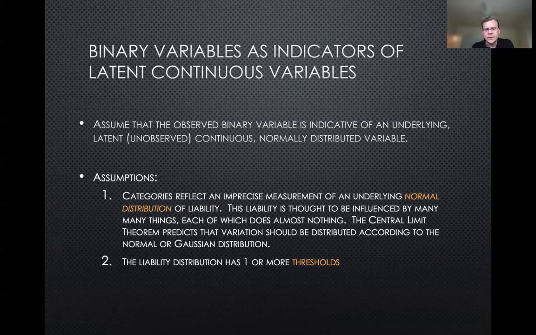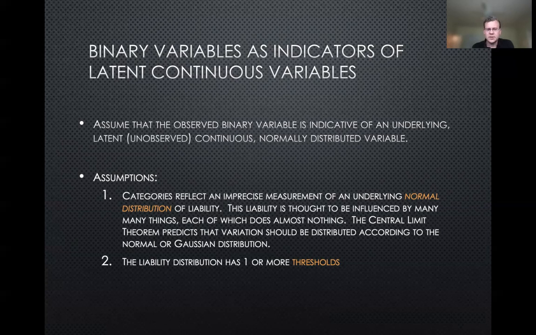Okay, so let's progress assuming that our binary variable is indicative of an underlying latent continuous normally distributed variable. In that case, we have to make a few assumptions about what those numbers actually mean. So the first assumption is that the categories that we're observing, zeros or ones, or affected or unaffected, are reflecting an imprecise measurement of the underlying normally distributed liability. The liability is thought to be influenced by many things, such as genetic or environmental factors. Each of these effects, however, is so minuscule that if you measured it, it would basically not do anything at all. It would just slightly nudge the mean of that individual's behavior up or down just slightly. And the central limit theorem then predicts that the variation should be normally distributed, and that's just one of the tenets of the normal distribution and the central limit theorem.